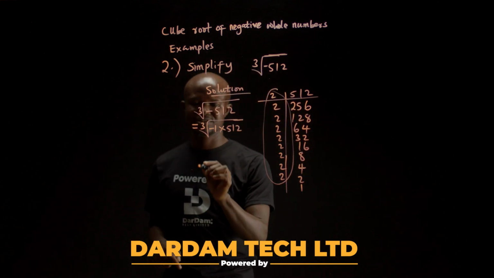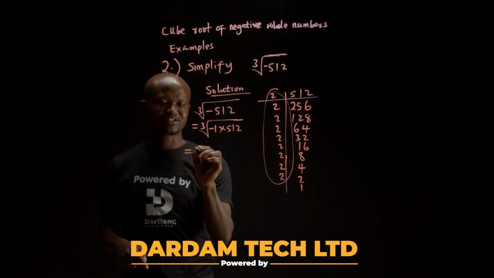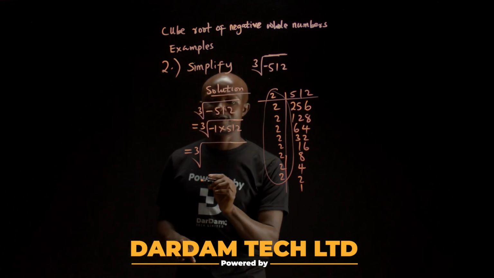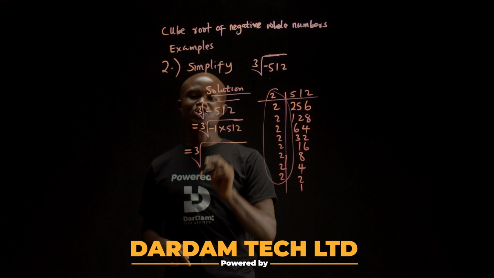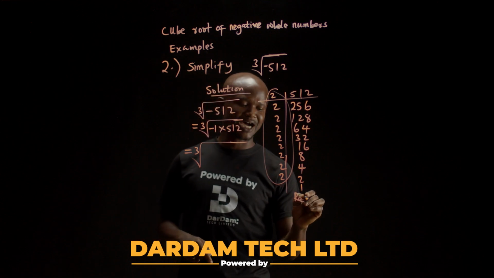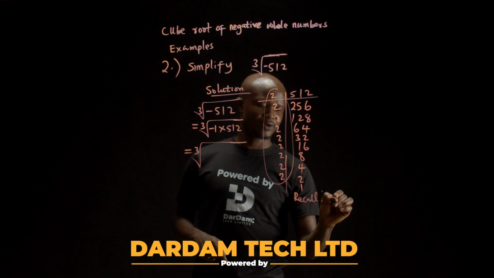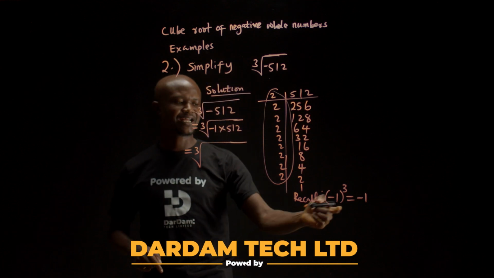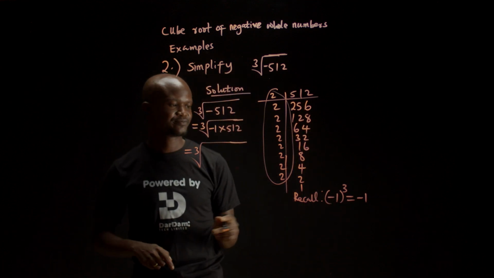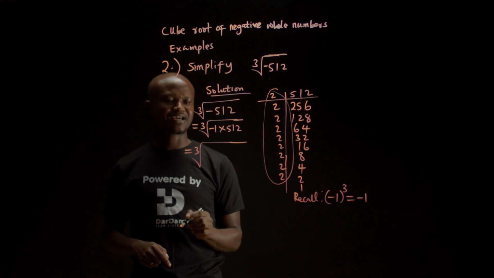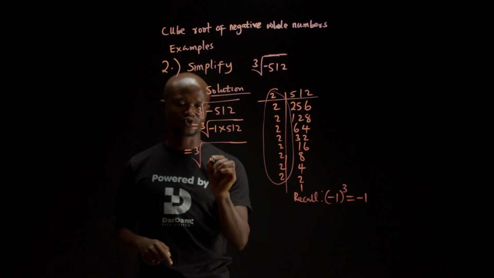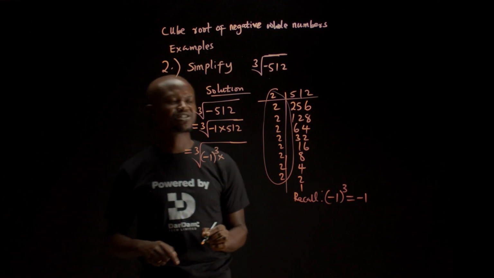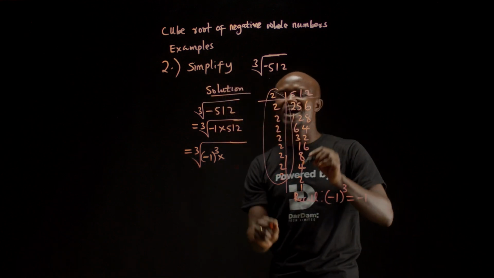So, in this case, this is the same thing as the cube root of, what do we have? We note that minus 1, if you can recall, minus 1 raised to the power of 3 is the same thing as minus 1. We analyzed this from our previous lesson. So we can write this as minus 1 raised to the power of 3, then times the result we have here.